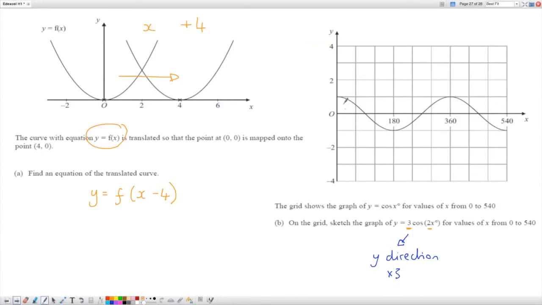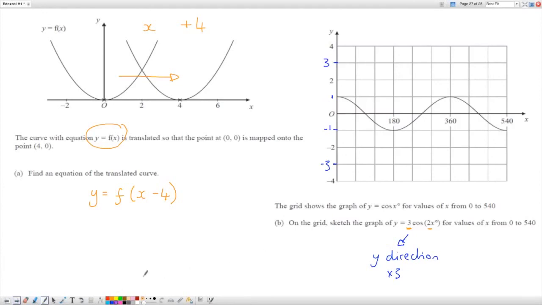So we can see our coordinate here is 1, so we're going to times by 3, and we're going to be going up to here on 3. Similarly, we can see here the graph goes down to minus 1, so we're going to stretch it down times by 3, all the way down to minus 3. So instead of oscillating between positive 1 and negative 1, we're going to be going from 3 all the way down to negative 3, back up to 3. That's the effect the 3 plays.